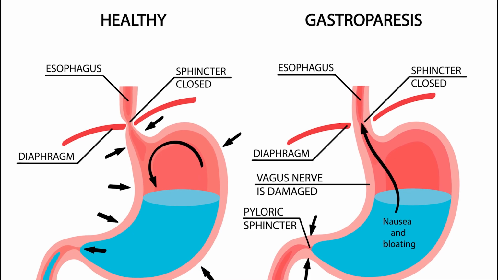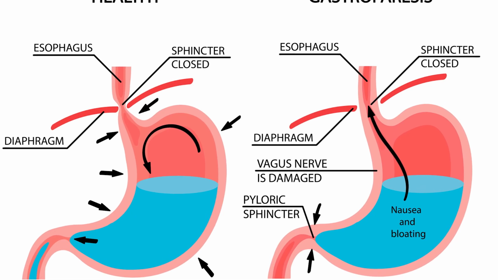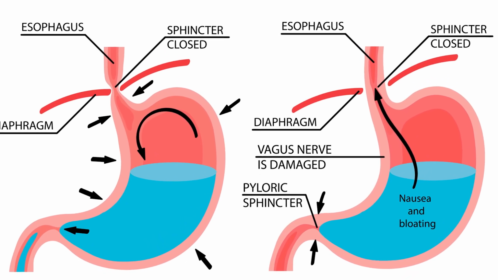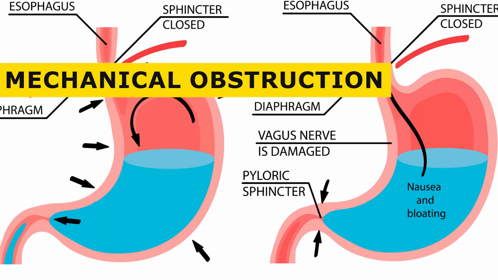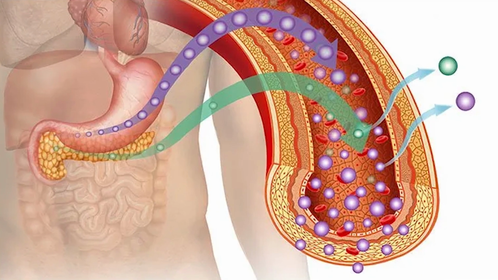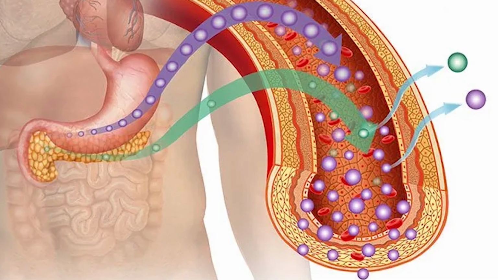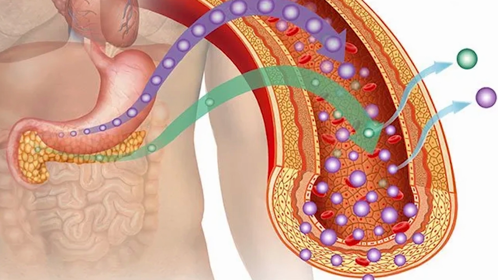Gastroparesis. Gastroparesis is a condition characterized by delayed gastric emptying in the absence of any mechanical obstruction. It often results from vagus nerve dysfunction and is commonly seen in diabetic patients.